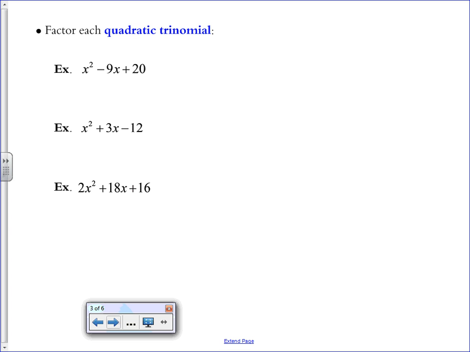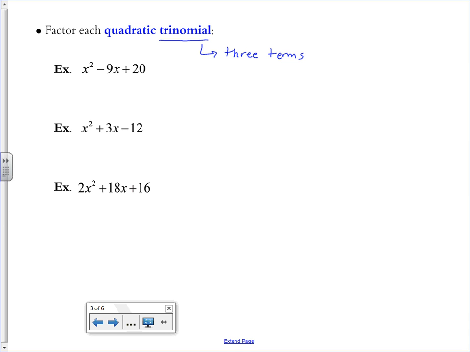This is another type of factoring. These are quadratic trinomials. Trinomial is a word that means 3 terms. If you've learned quadratic functions, you'll know that these all look like they're in standard form, ax squared plus bx plus c. Those are called quadratic trinomials.